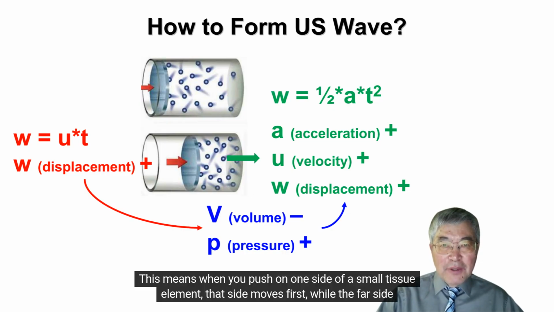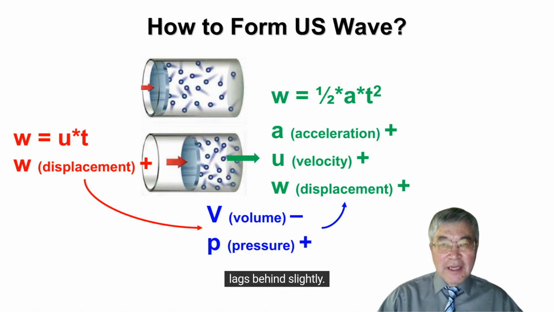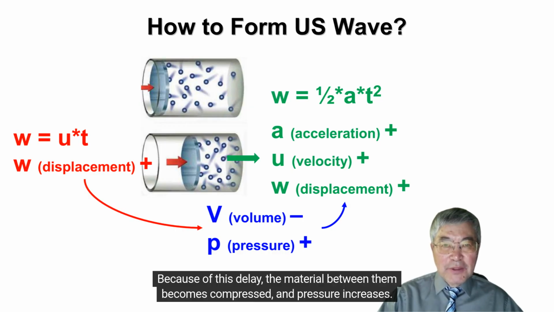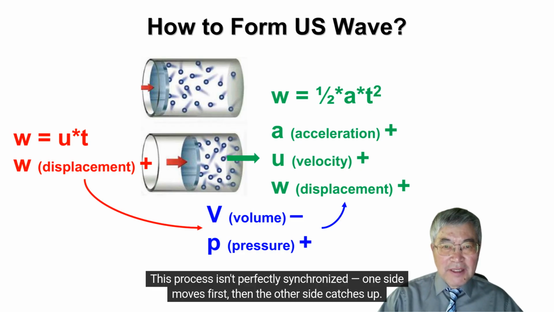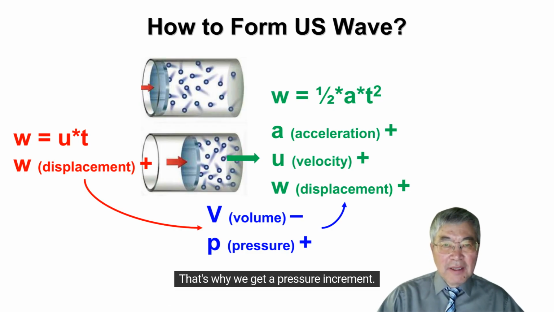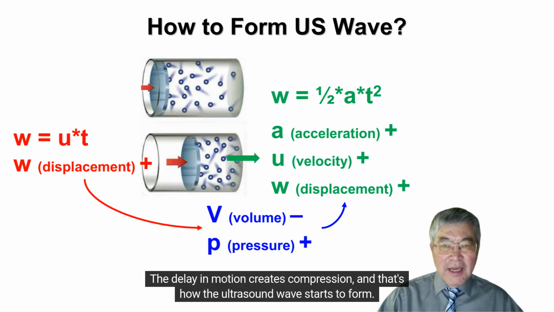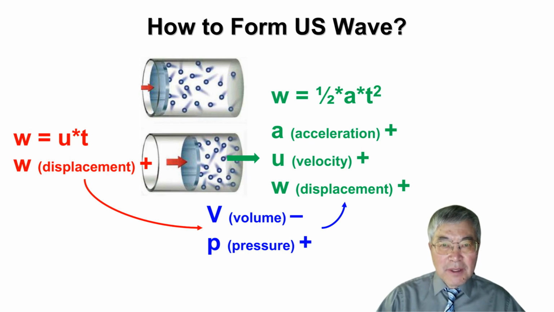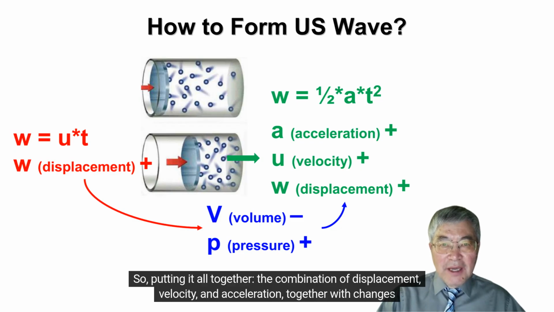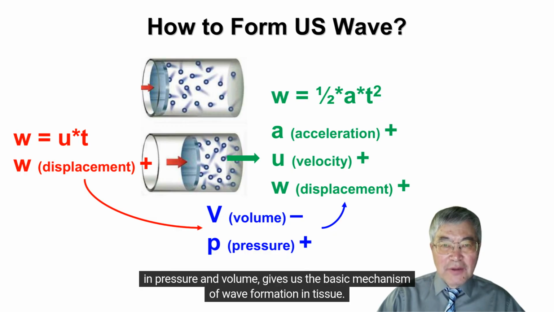This means when you push on one side of a small tissue element, that side moves first, while the far side lags behind slightly. Because of this delay, the material between them becomes compressed and pressure increases. This process isn't perfectly synchronized. One side moves first, then the other side catches up. That's why we get a pressure increment. The delay in motion creates compression, and that's how the ultrasound wave starts to form. So, putting it all together, the combination of displacement, velocity, and acceleration, together with changes in pressure and volume, gives us the basic mechanism of wave formation in tissue.